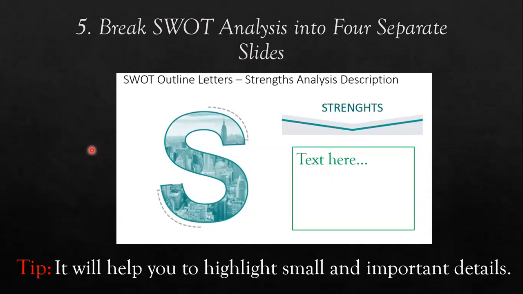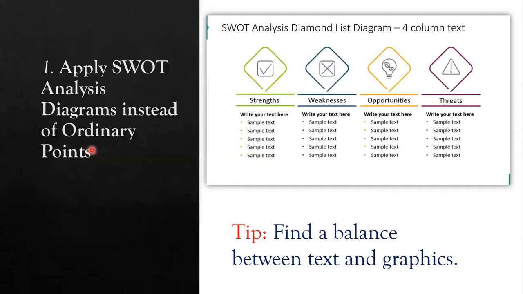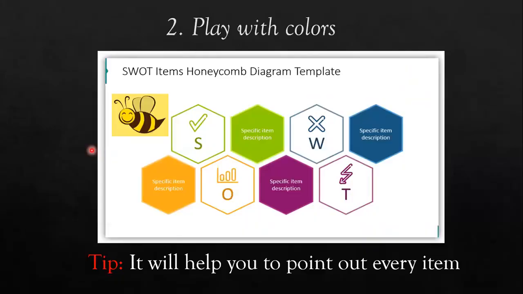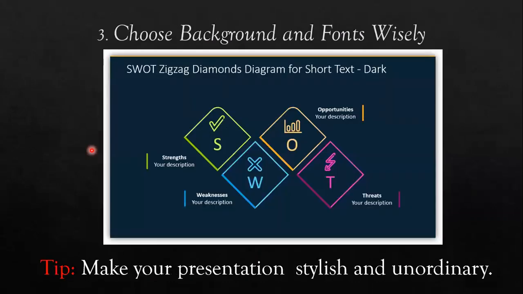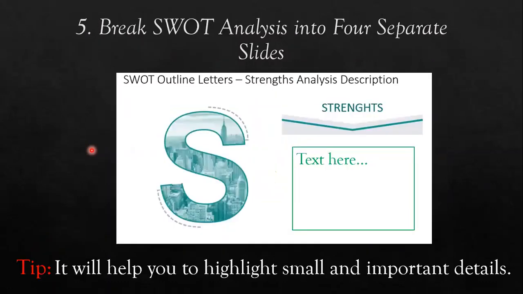Now, let's go back and just remember, because we're going to do an exercise right now. Okay, so here we have find a balance between graphics and text. This one is play with colors, or you use colors to identify items. Contrast, background and fonts. Interconnection, and one slide for one factor. You got it? Okay.